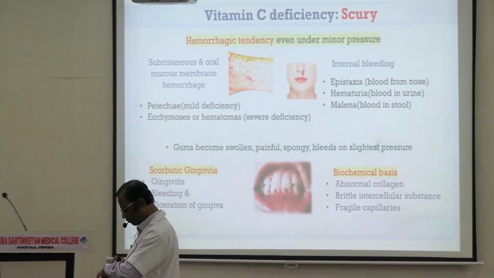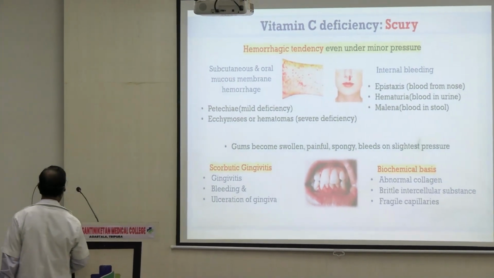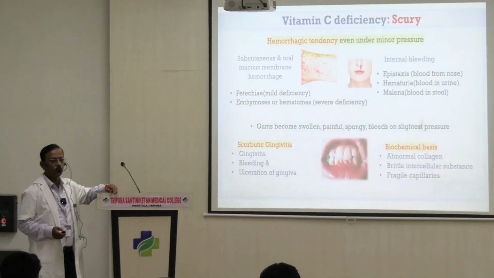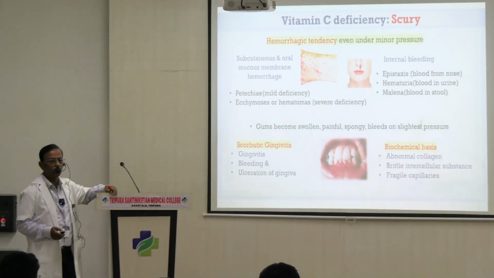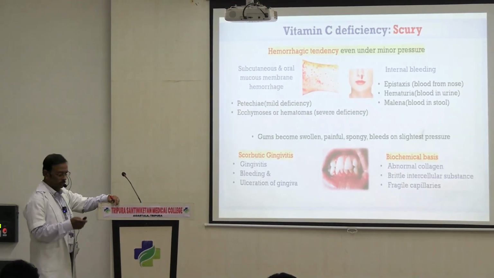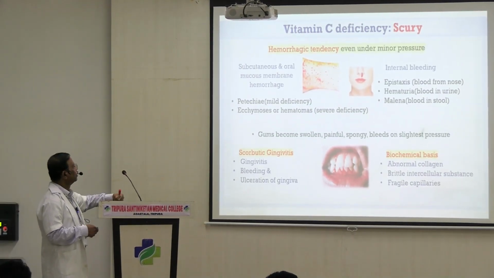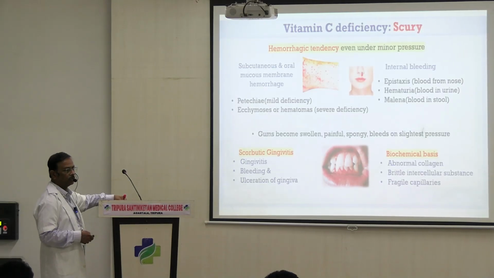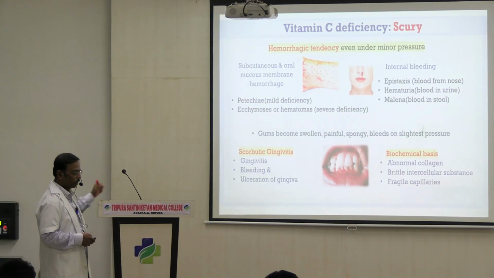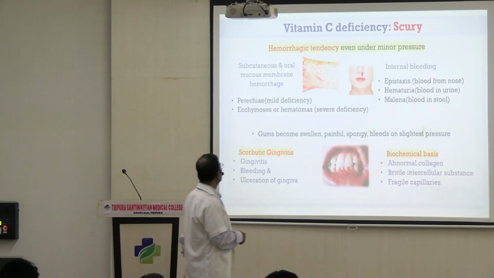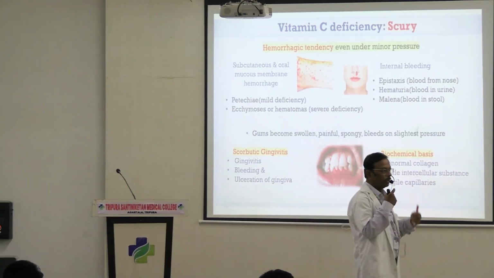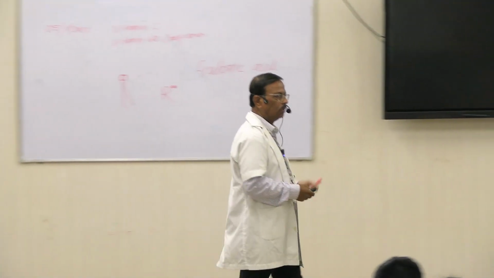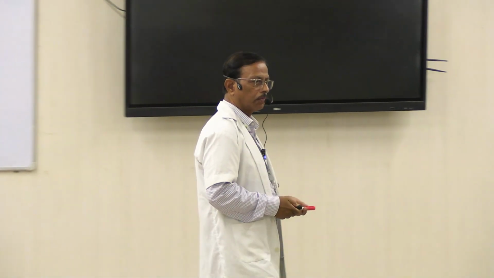Now deficiency. The disease which is produced by deficiency of vitamin C is called scurvy. Scurvy is a hemorrhagic tendency that occurs under minor trauma or spontaneously. In case of scurvy, there will be gum bleeding. When people brush in the morning, automatically there will be bleeding from the gum.